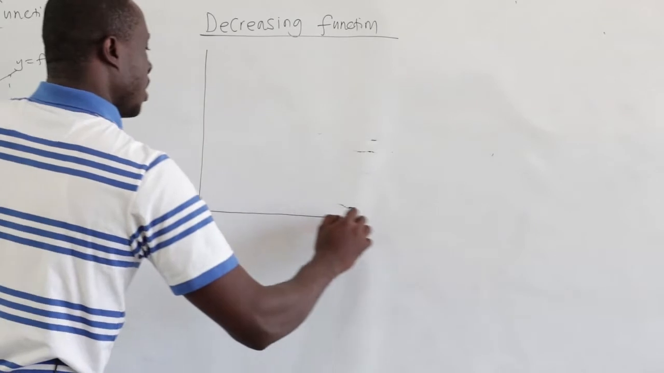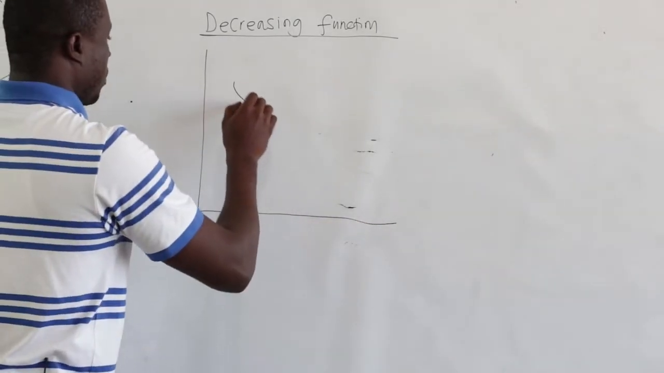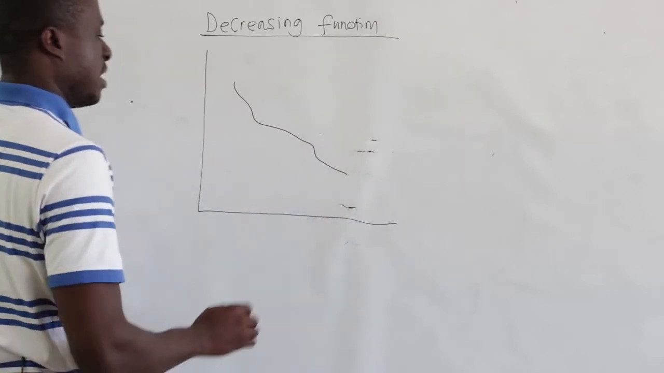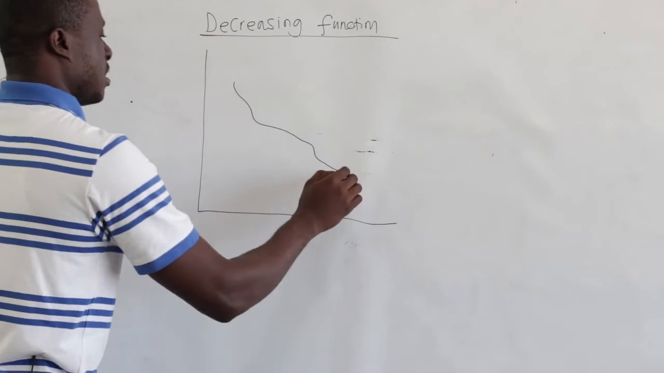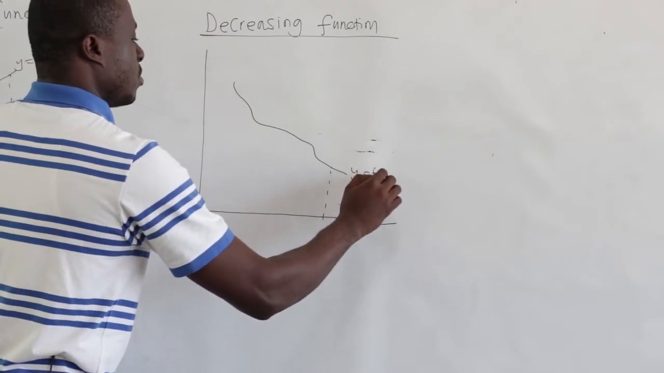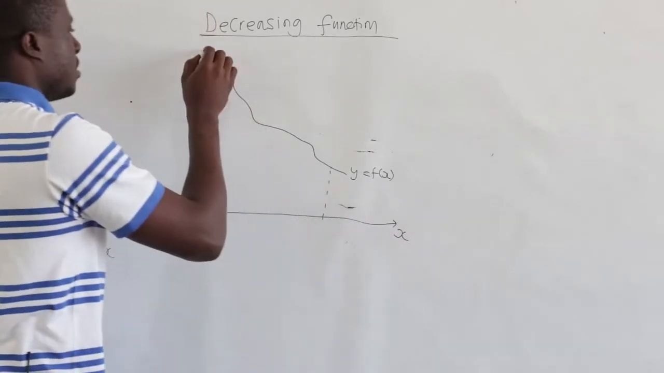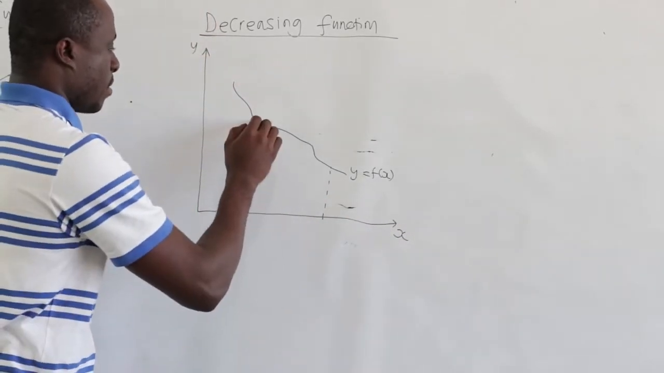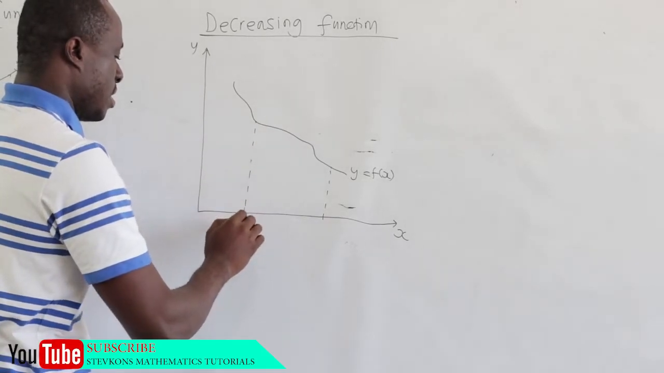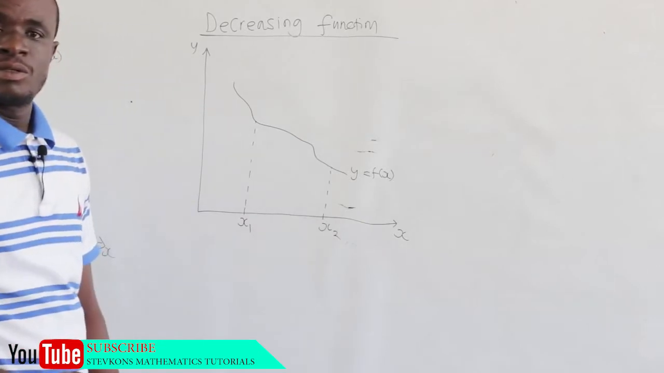Now, suppose we have a curve like this. This is the curve y equal to f of x. This is the x-axis, this is the y-axis. So this will be our x1, then this will be our x2.